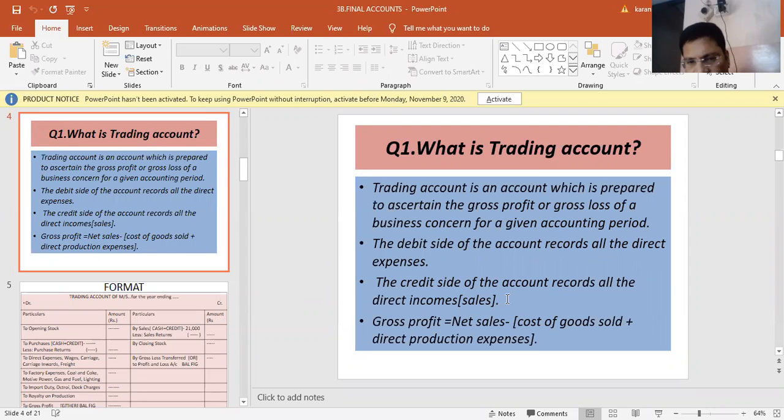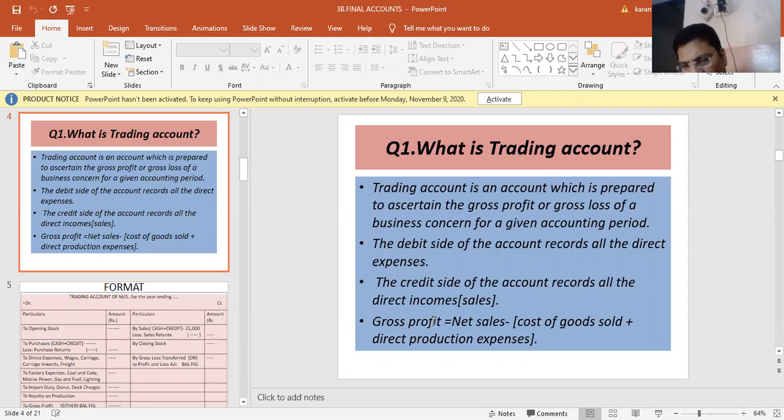See, in the credit side, we have sales, so direct income. Closing stock is also considered as an income type only because it is kept for the next year. Debit side of the account records all direct expenses. Direct expenses means those expenses which are related with purchase or those which are related with factory or manufacturing. Similarly, when we subtract the expense from income, we get gross profit. With that gross profit, we have to subtract the further expenses in profit and loss account.